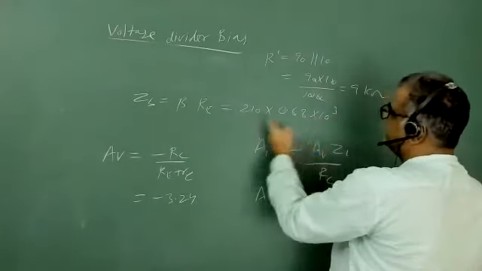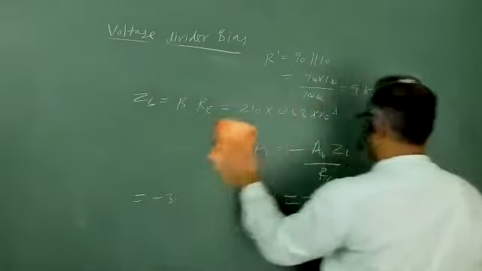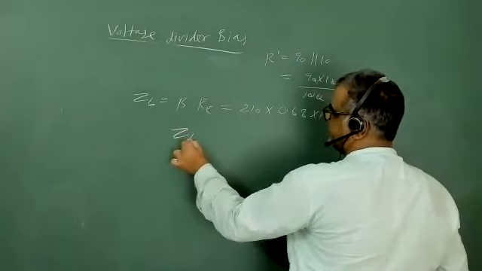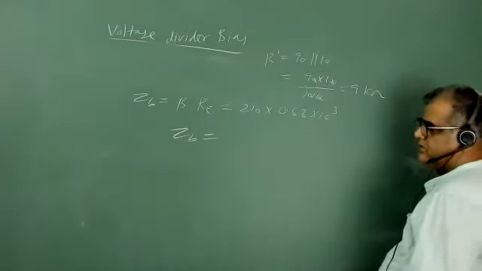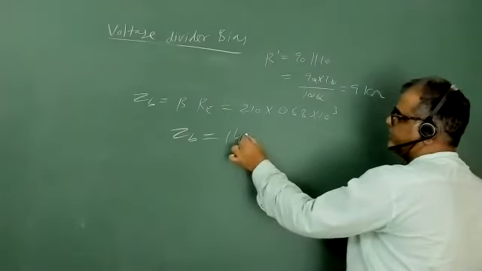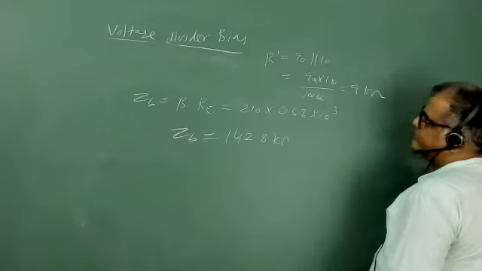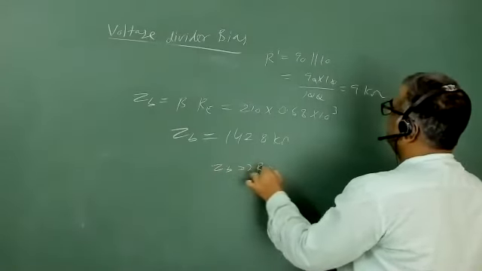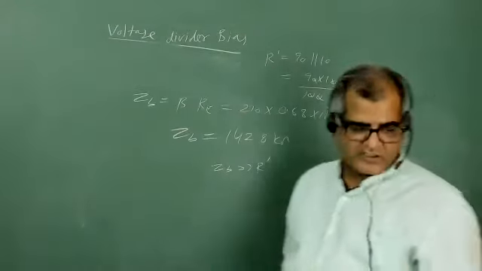But this is not true here. How much kilo ohm is coming for ZB? Calculate. Tell me. 142.8 kilo ohm. Okay. So basically your ZB is greater than R dash. So that is why your gain is coming less.